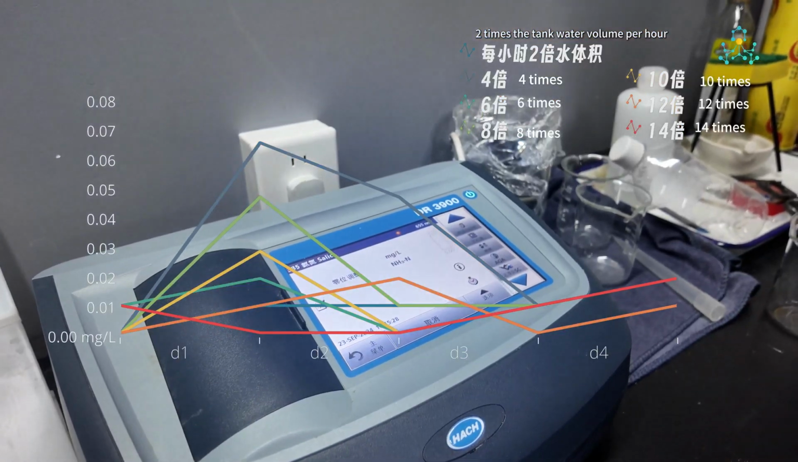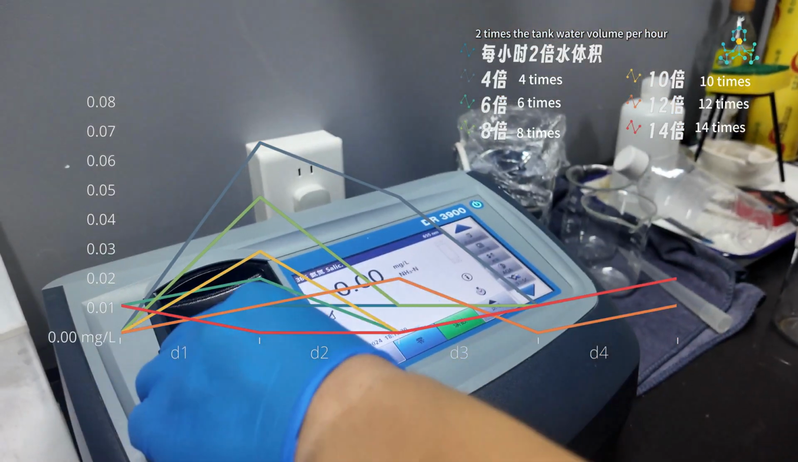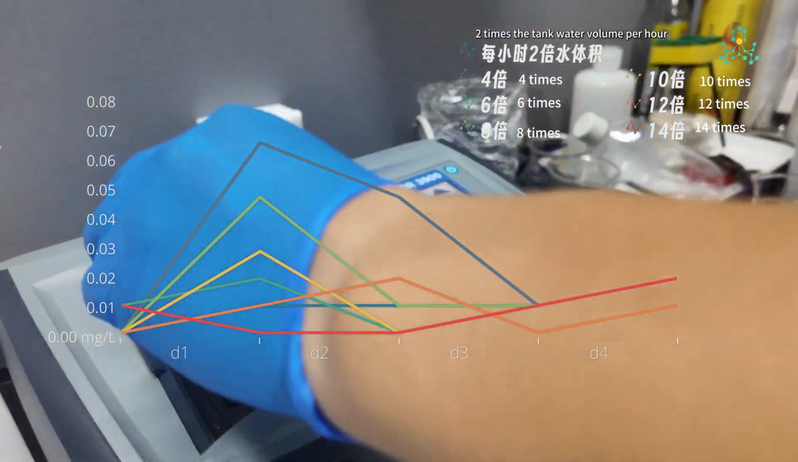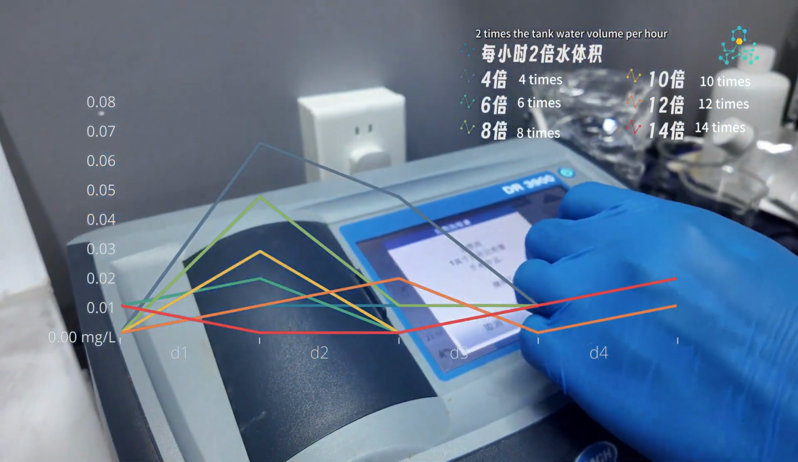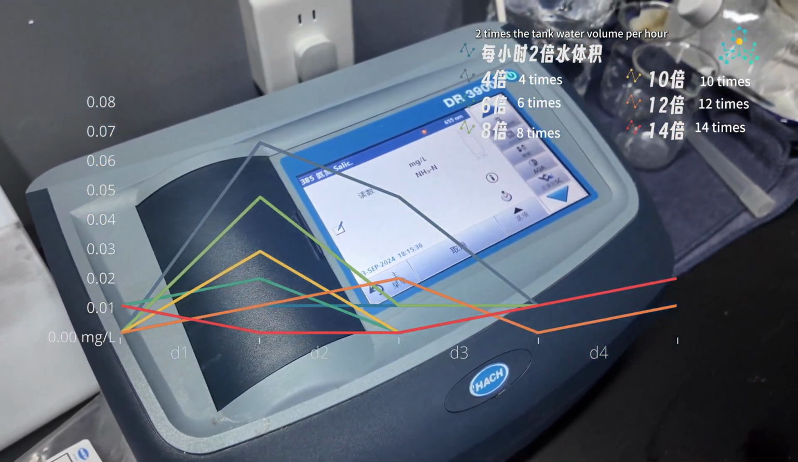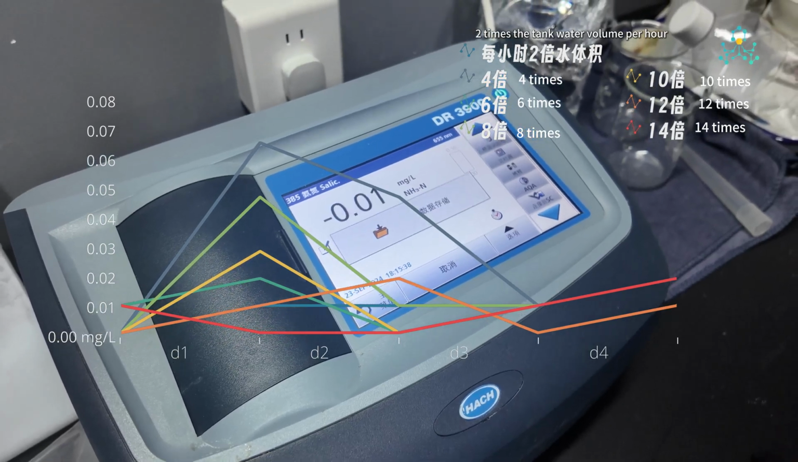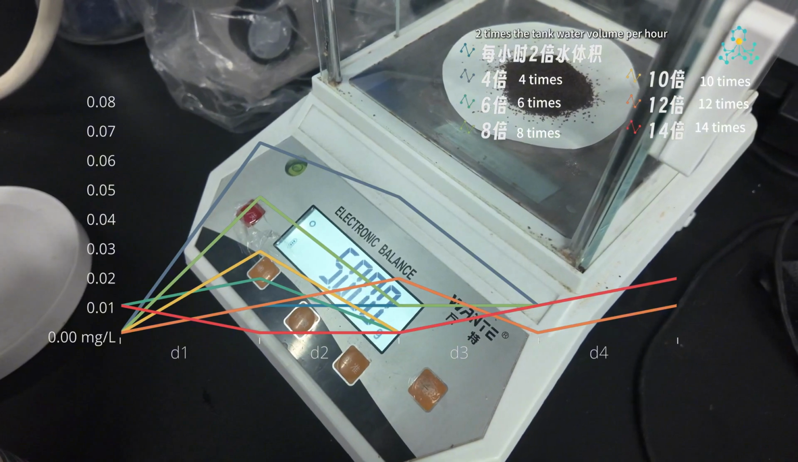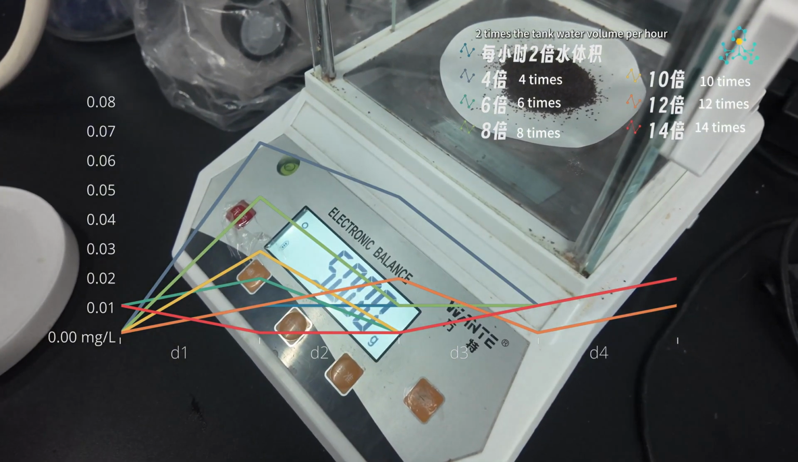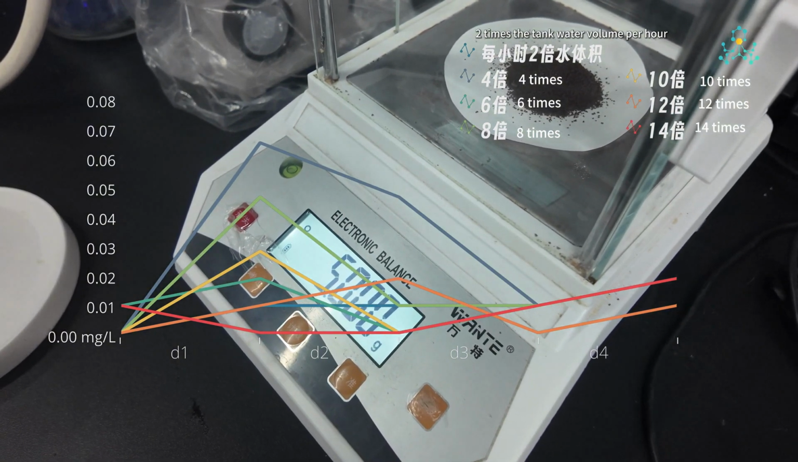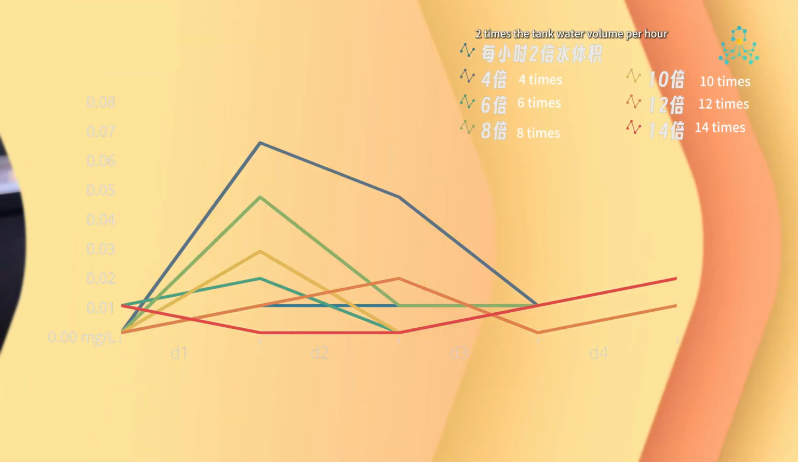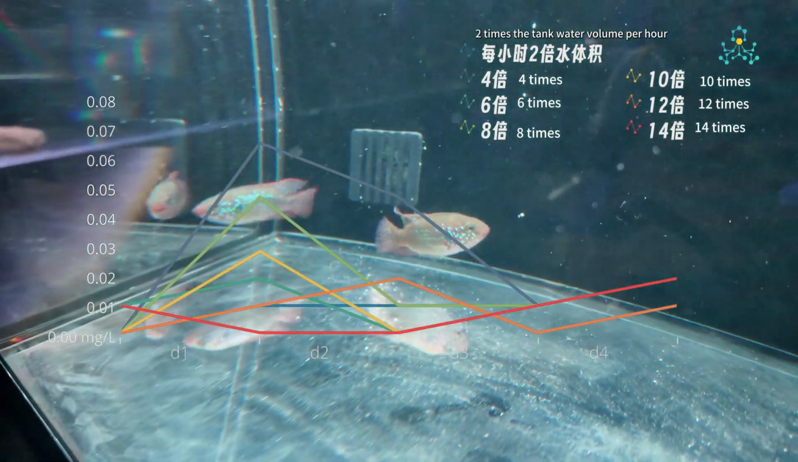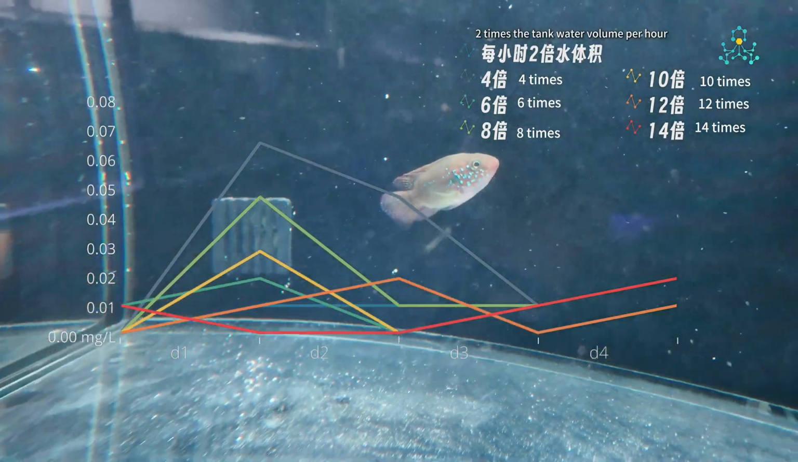The results are as follows. First, let's look at ammonia nitrogen. All groups maintained very low levels throughout the experiment, which can be considered within the normal water quality fluctuation range. Therefore, it's difficult to discuss the impact of flow rate on ammonia oxidizing bacteria. One could argue that we underfed during the overfeeding trial, which didn't provide enough stress on the system. But since this is a nitrification system, the nitrification process itself is the key.